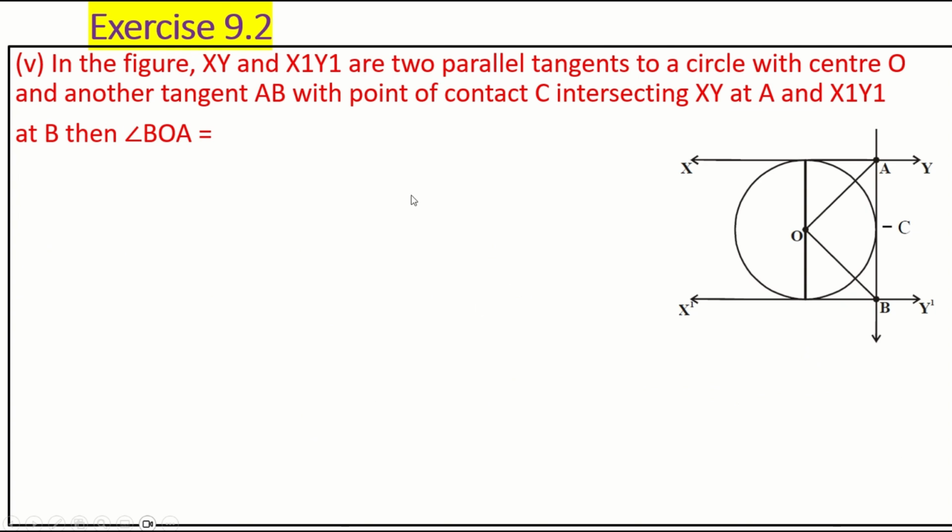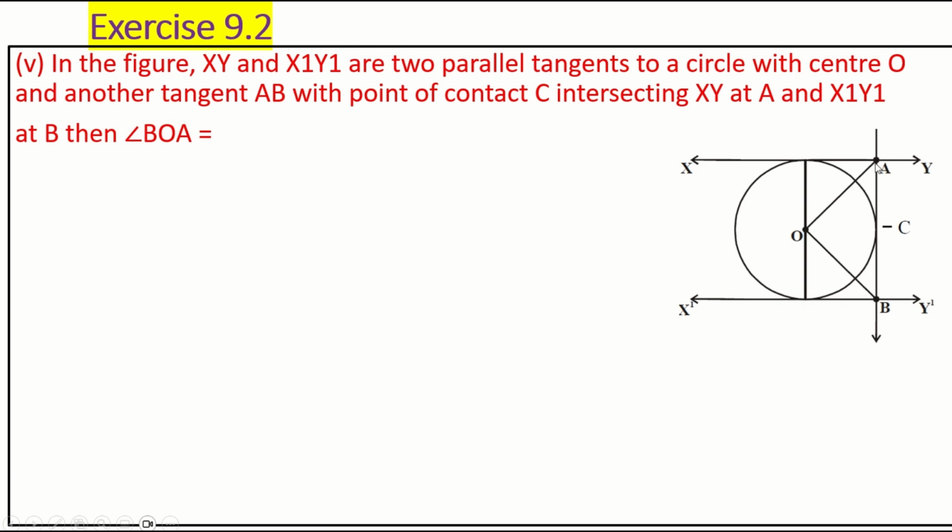In the figure, XY and X'Y' are two parallel tangents to a circle with center O and another tangent AB with the point of contact C intersecting XY at A and X'Y' at B, then angle BOA. This is the angle being asked. How much is this angle? We can easily tell it is 90 degrees, but let's prove it.